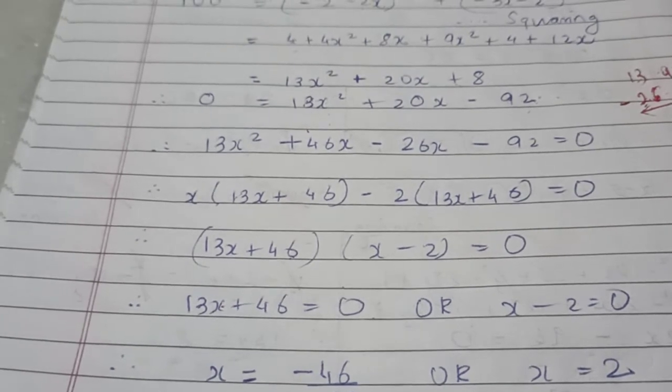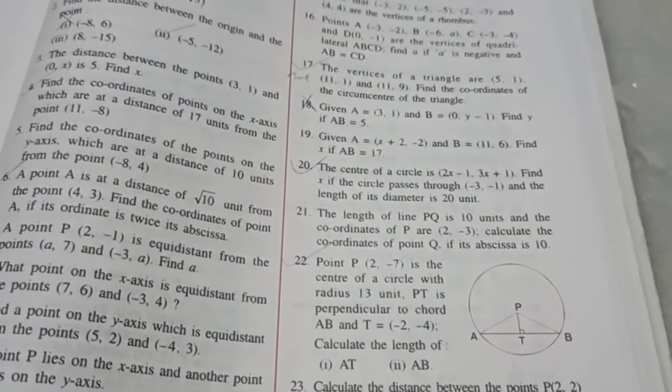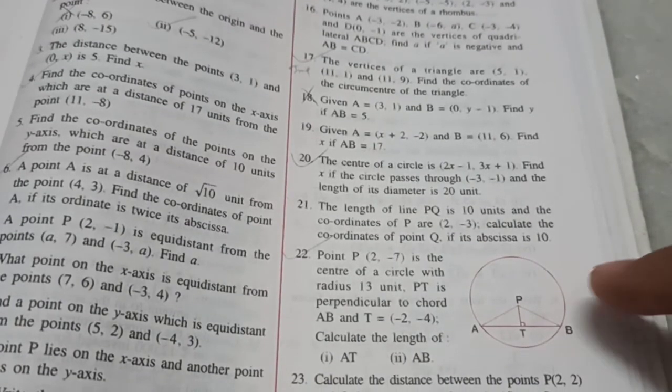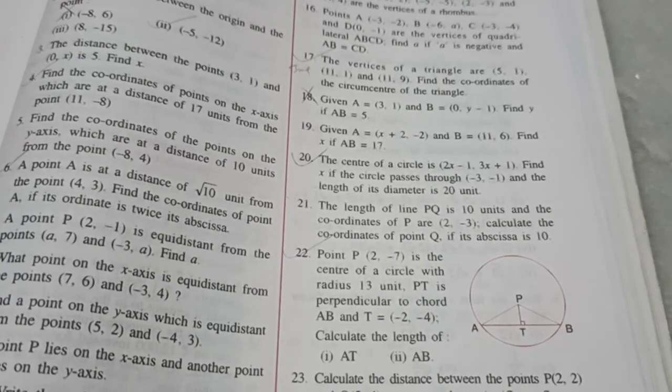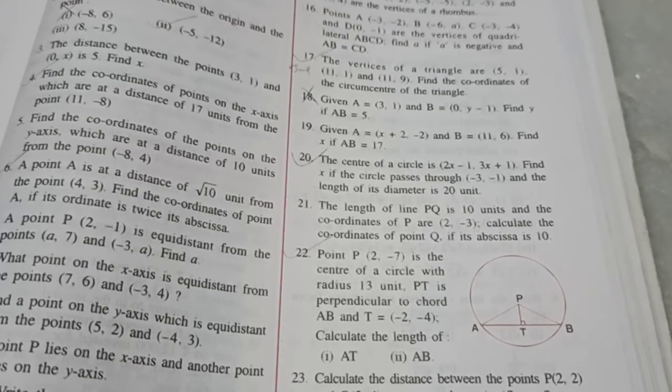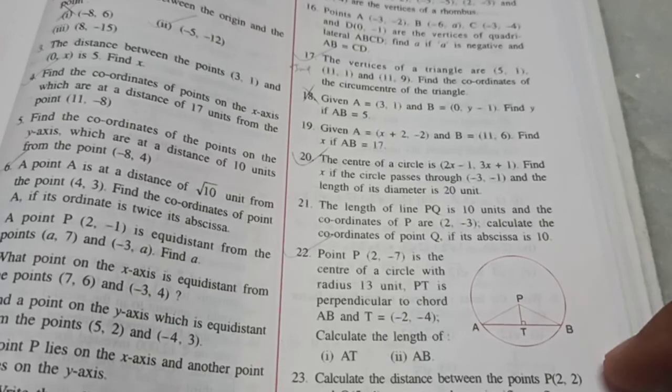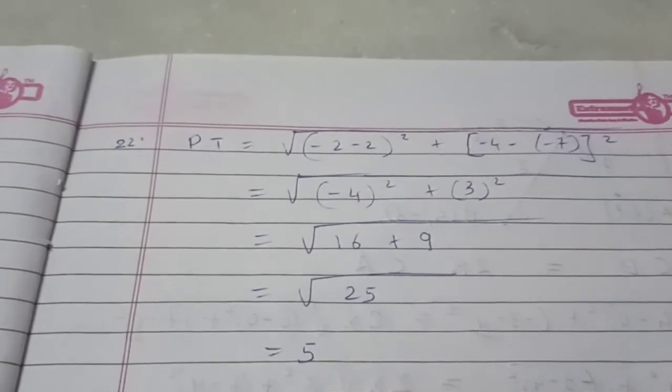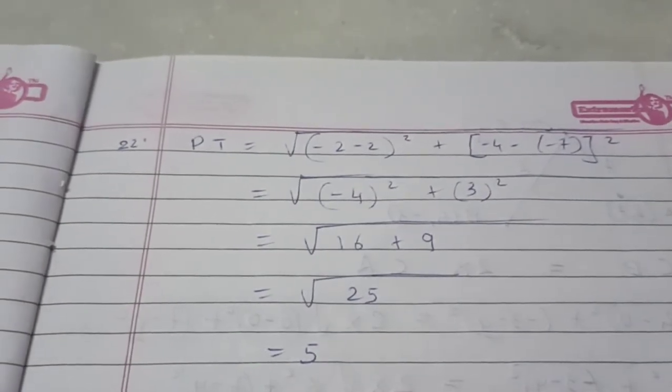Next, the 22nd sum. Here the value of p is given. The coordinates of p is given, and the coordinates of t is also given. So we can find pt by distance formula. So do that. PT by distance formula is 5 units. Always write units.